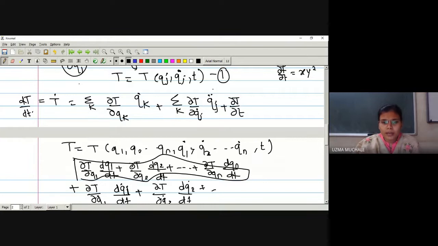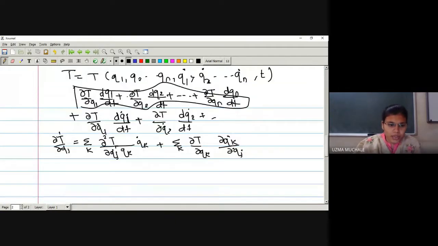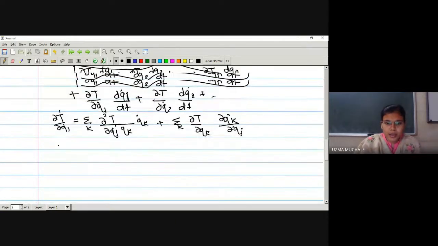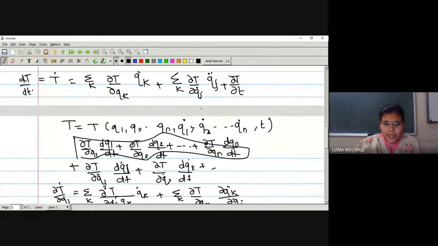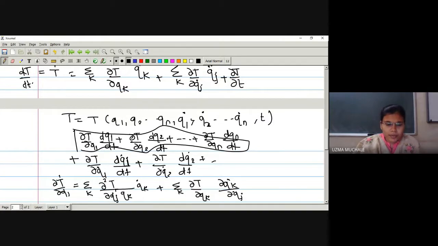Now, can anyone tell me whether q_j double dot is a function of q_j dot, because here we are differentiating with respect to q_j dot. And what is the term here? It is q_j double dot. Can anyone say whether q_j double dot will be a function of q_j dot?